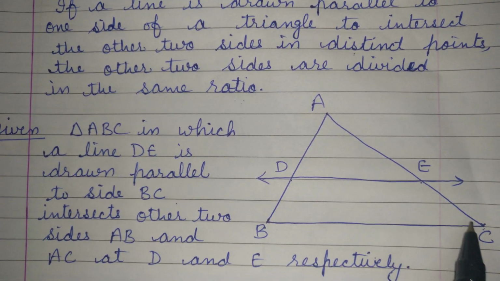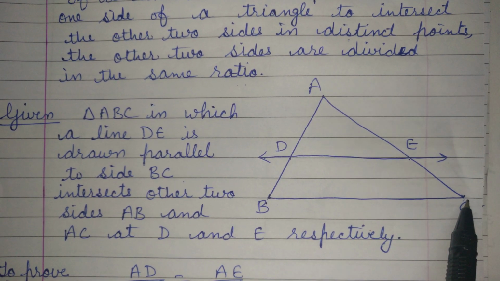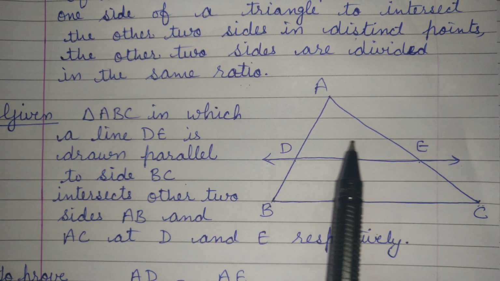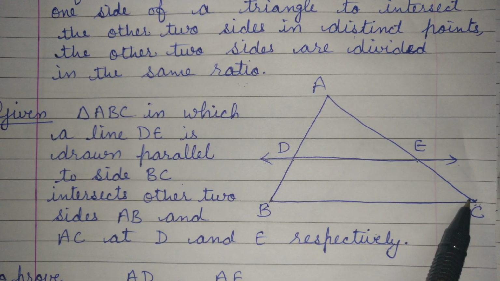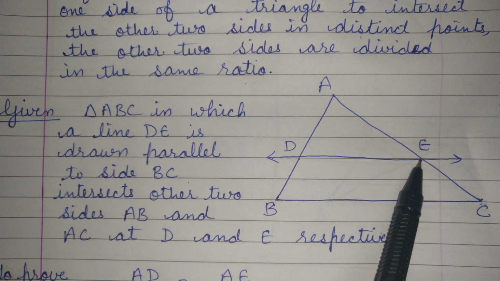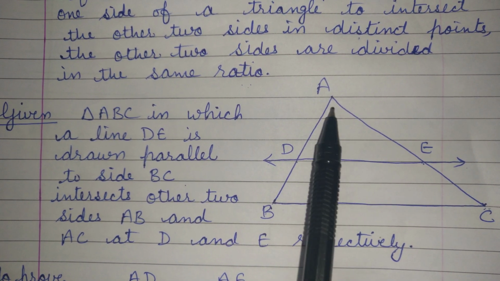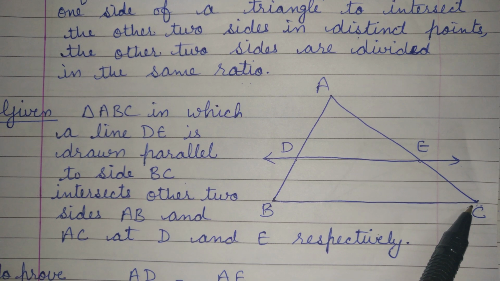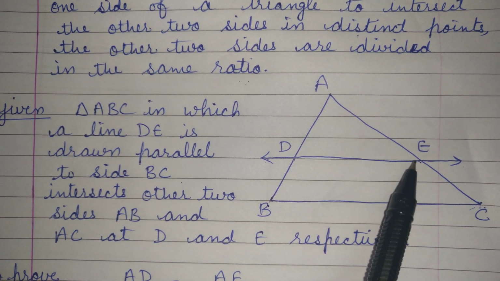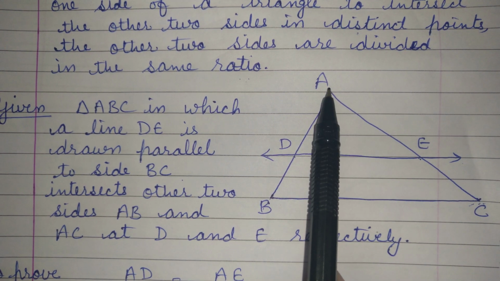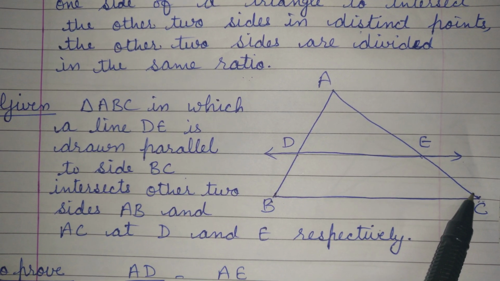We have triangle ABC in which line DE is parallel to the side BC. Line DE intersects the sides AB at point D and AC at point E. We have to prove that sides AB and AC are divided in the same ratio, means AD ratio DB is equal to AE ratio EC, or we can say AD upon DB is equal to AE upon EC.